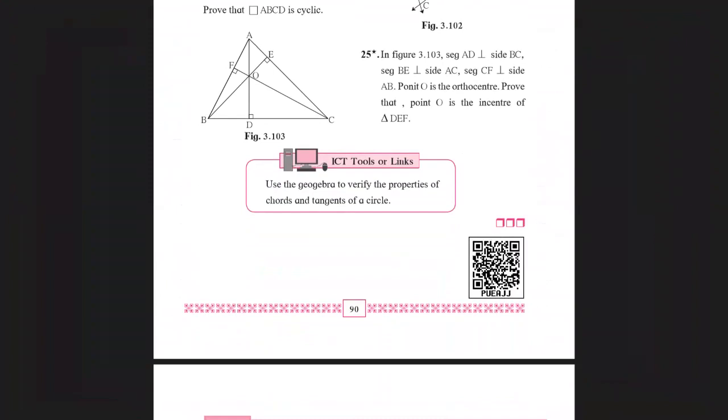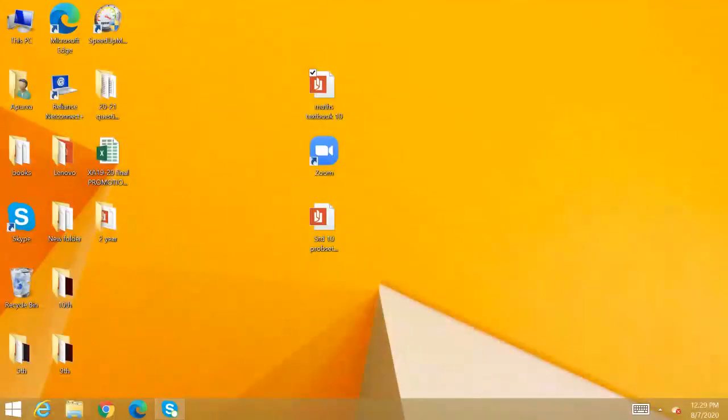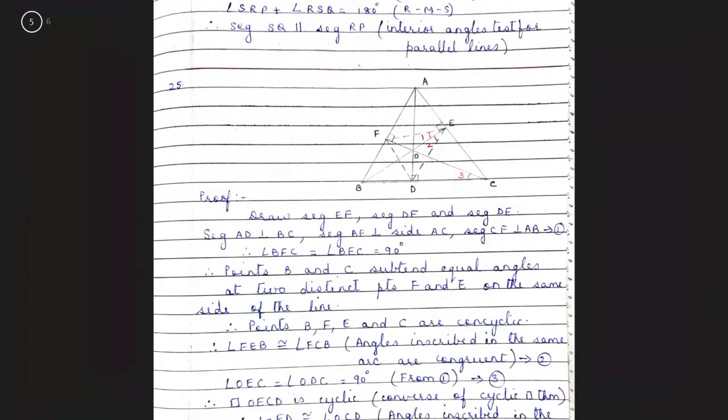What is meant by orthocenter? It is a point where the perpendicular bisectors of a triangle meet. Prove that point O is the incenter of triangle DEF. So what you have to prove is point O is also the incenter. What does incenter mean? It is a point where all the angle bisectors meet. So this point O, you have to prove it is a point where all the angle bisectors meet. So how do we do this sum? Pay attention, children. This is a little complicated sum.